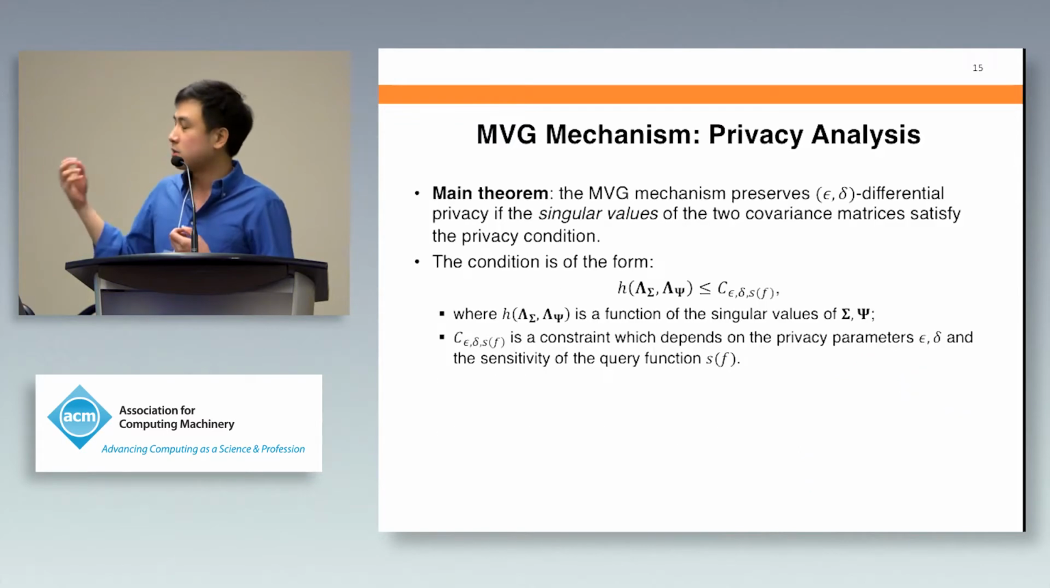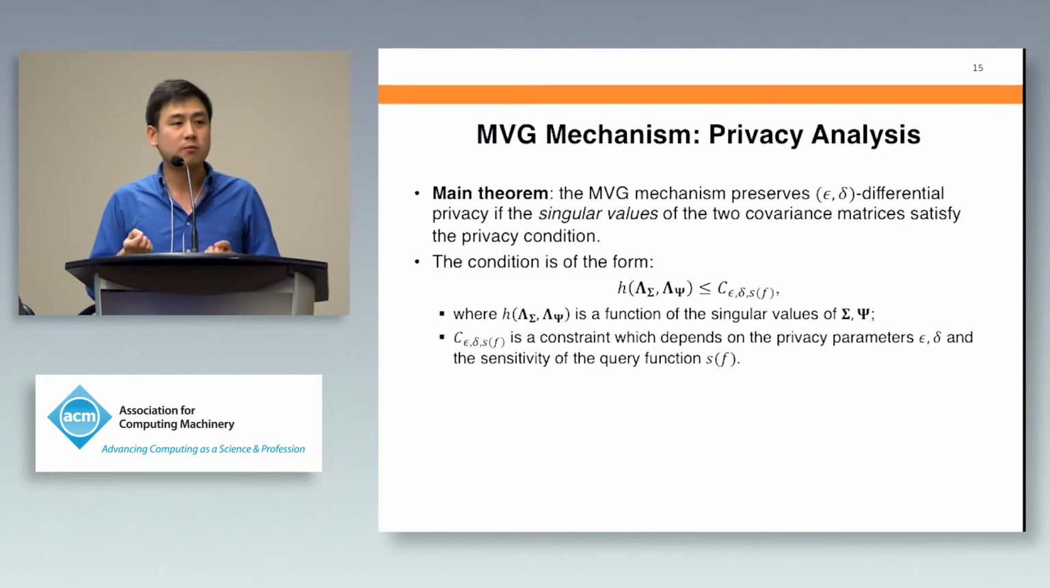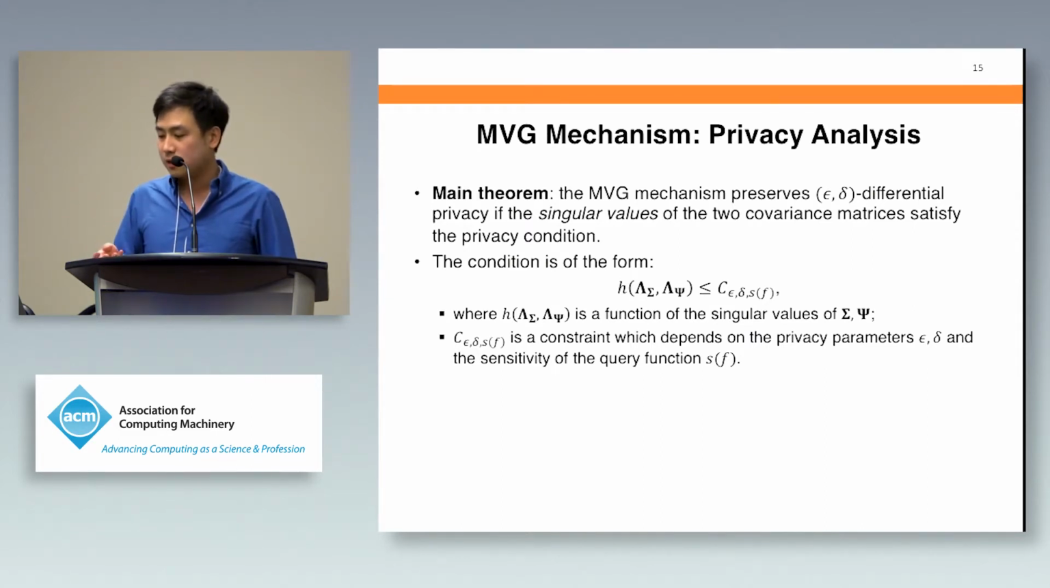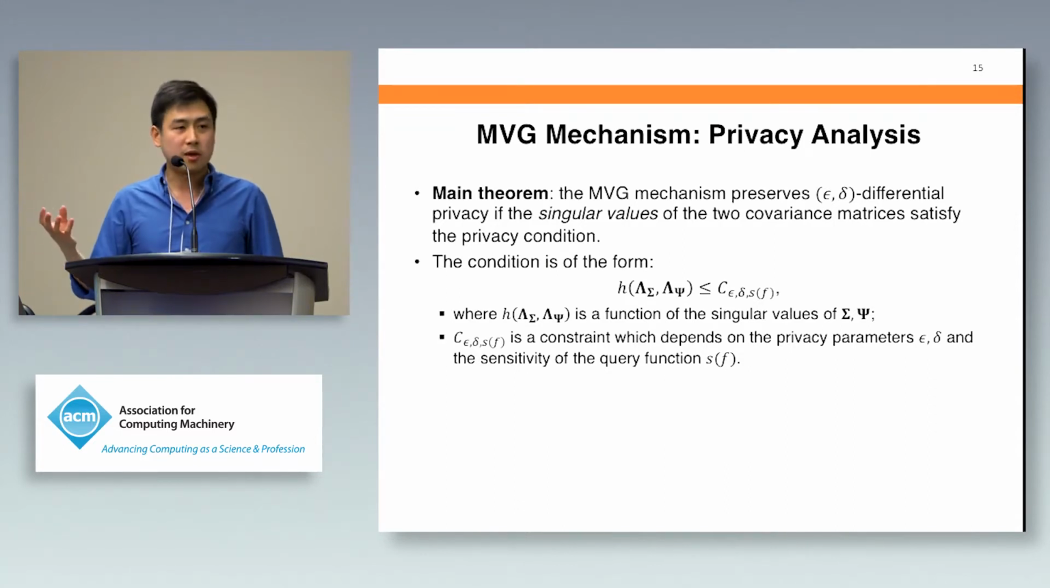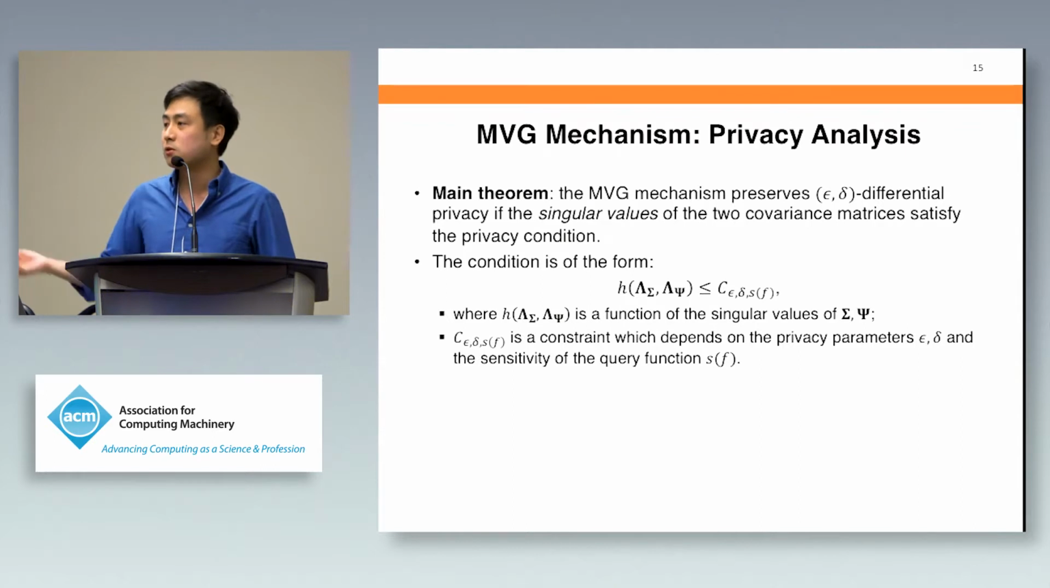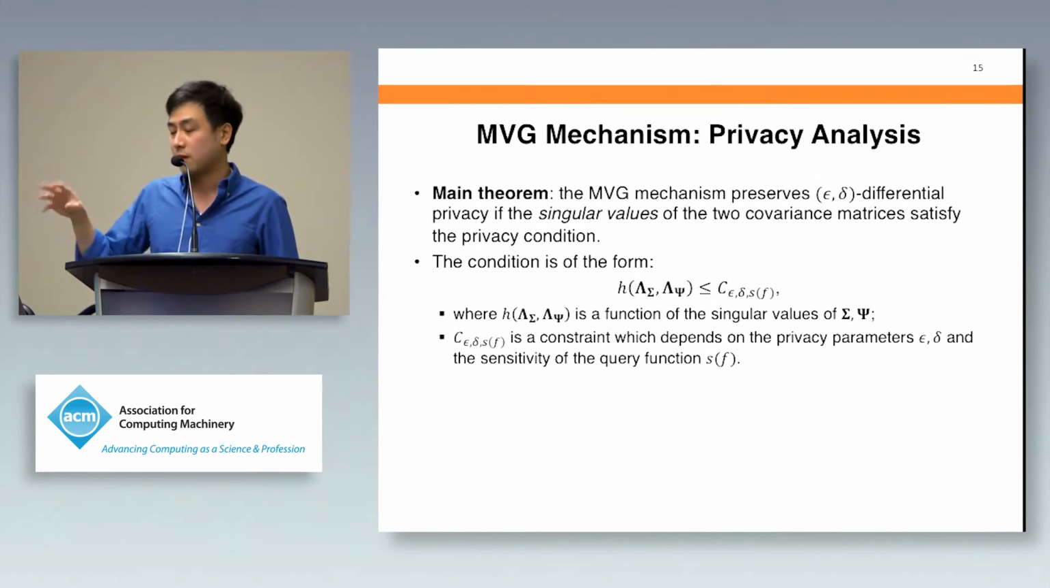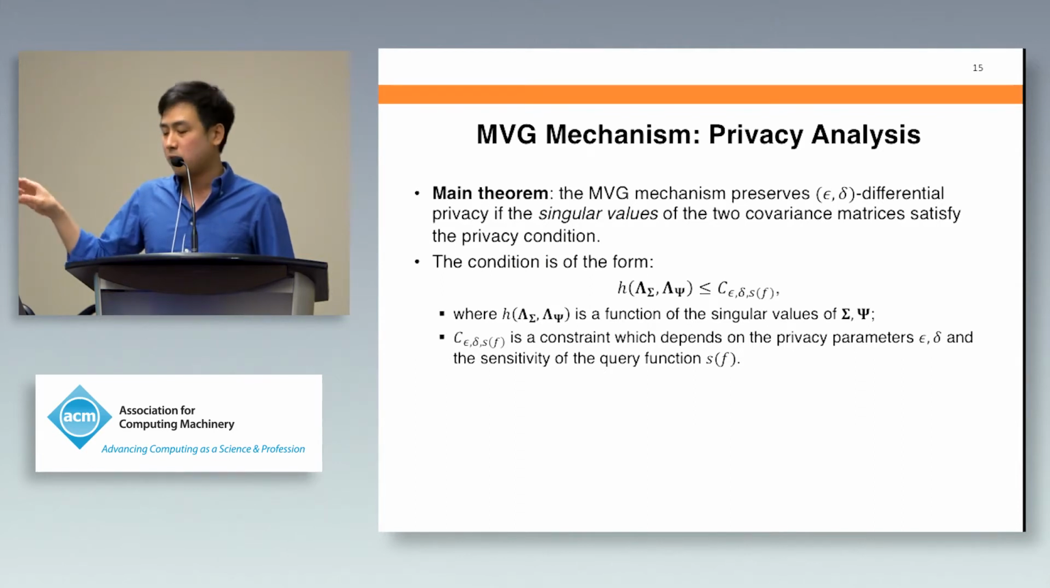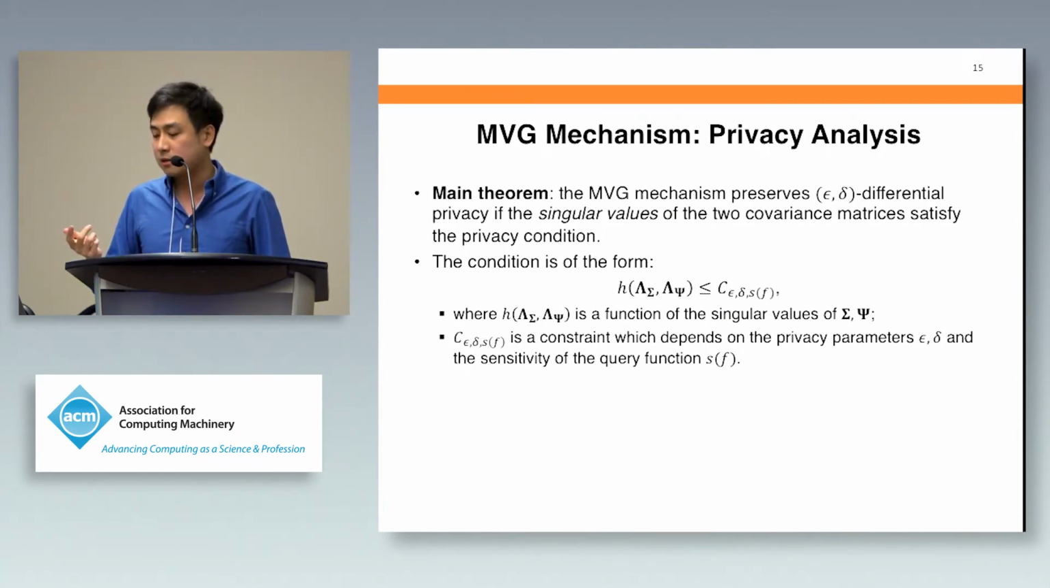And why I'm mentioning it is because it is really important to the proofs of privacy, and this is the main result of our MVG mechanism, which is the privacy analysis. Again, I could throw in a main theorem, but it would be difficult to follow. So for those interested, I refer to our main paper. Here I would like to give intuition of what it says. The main theorem says the MVG mechanism preserves epsilon-delta differential privacy if the singular values of the 2 covariance matrices satisfy the privacy condition. The privacy condition is in the form here, where it's a function of the 2 singular values, and it is bounded by a constraint. And clearly this constraint is a function of the 2 privacy parameters, as well as the sensitivity of the query function.